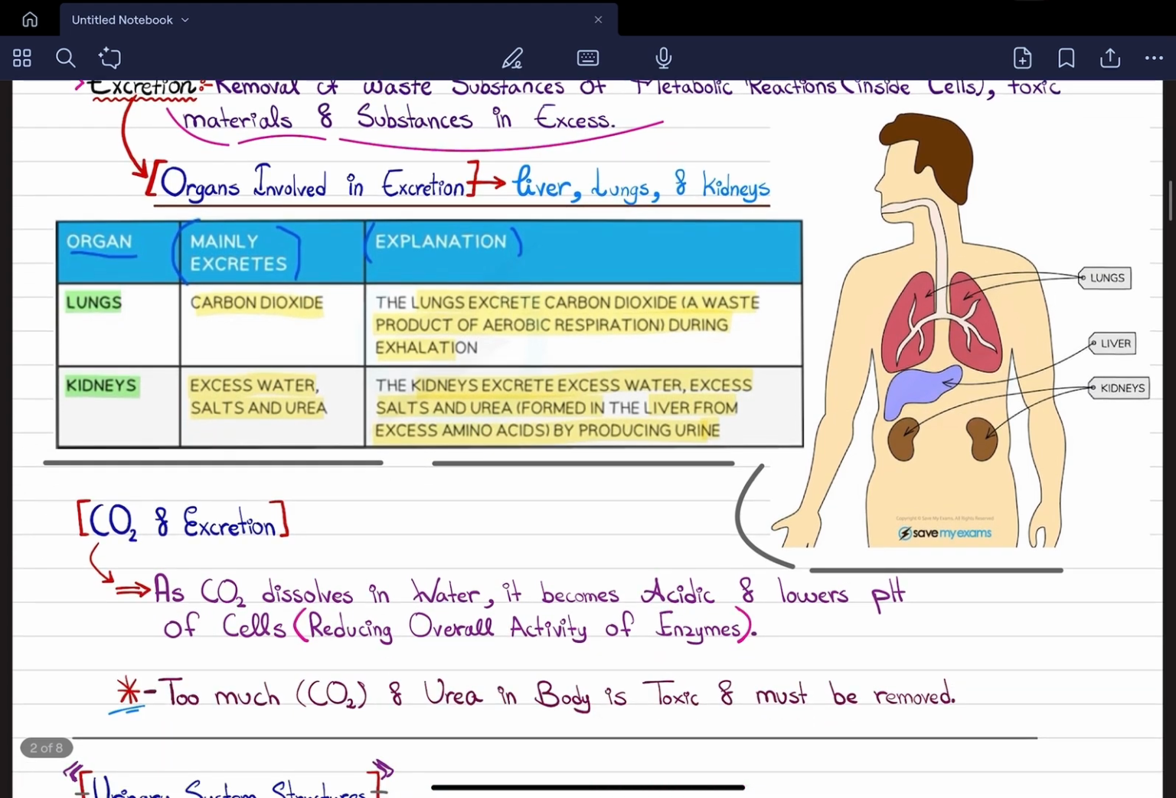The three main organs that are involved in excretion in our syllabus are the liver, the lungs, and the kidneys. As you can see in the diagram here, the lungs mainly excrete carbon dioxide. The lungs excrete carbon dioxide as a waste product of aerobic respiration during exhalation. Kidneys mainly excrete excess water, salts, and urea. Kidneys excrete excess water, excess salts, and urea formed in the liver from excess amino acids by producing urine.